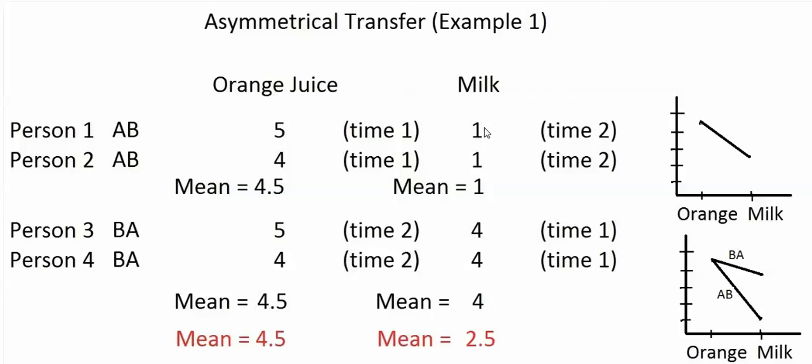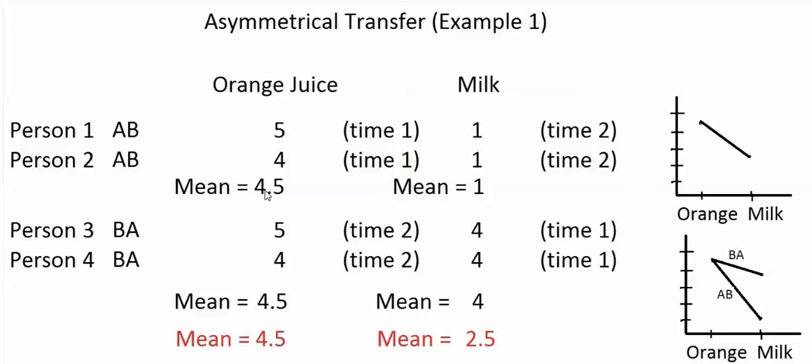Since these two ratings were low, and this mean was low right here, there was a pretty steep drop-off from this orange juice mean to this milk mean right here. It drops off by 3.5. But when we look at the two participants who were assigned to the B-A order, there's a little bit of a drop-off from the orange juice mean to the milk mean, but it's not very much of a drop-off. It only drops by 0.5. That's because when these two people had the milk at time 1, the milk tasted fine.